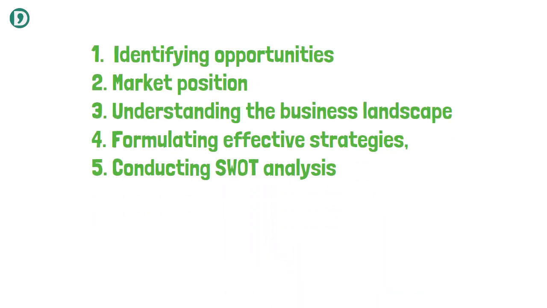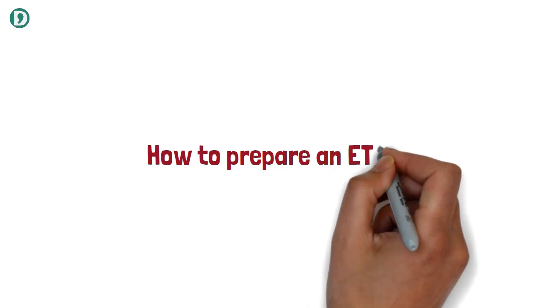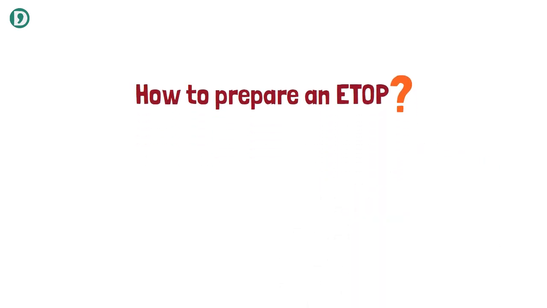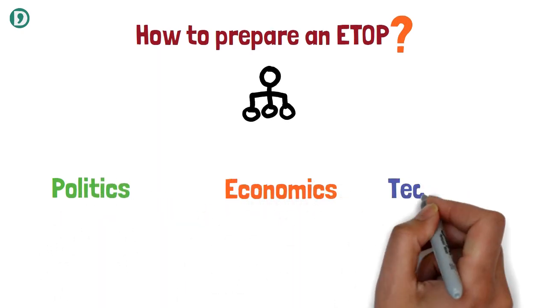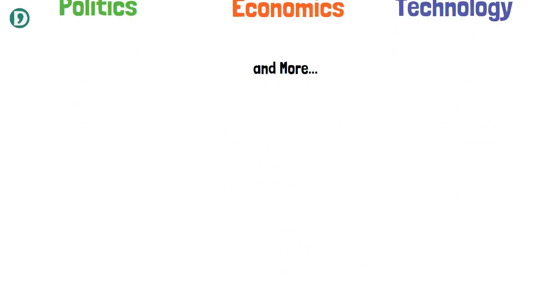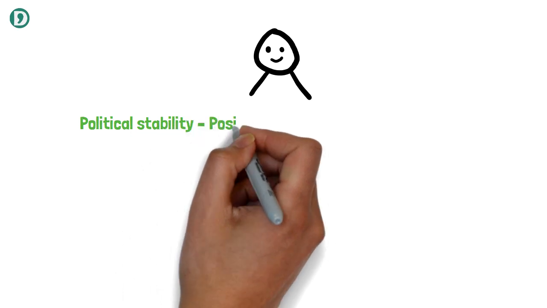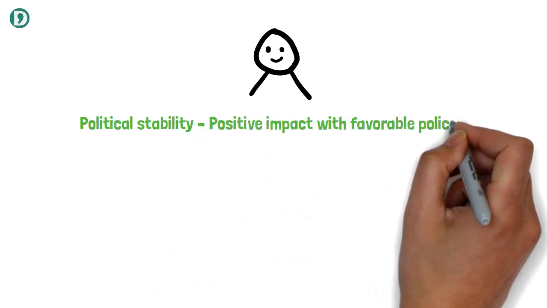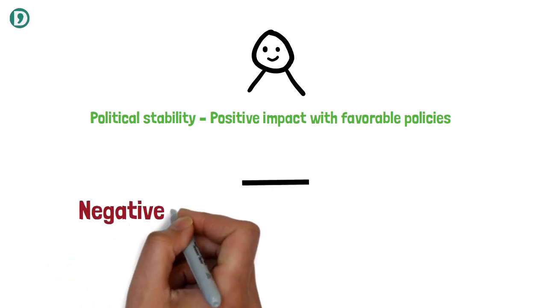Let's understand how to prepare an ETOP analysis. In ETOP analysis, we take all external factors, dividing the environment into sectors like politics, economics, technology, and more. Then we go deeper, identify sub-factors and find their impact on the organization. For example, political stability has a positive impact with favorable policy, and a negative impact with unfavorable ones.